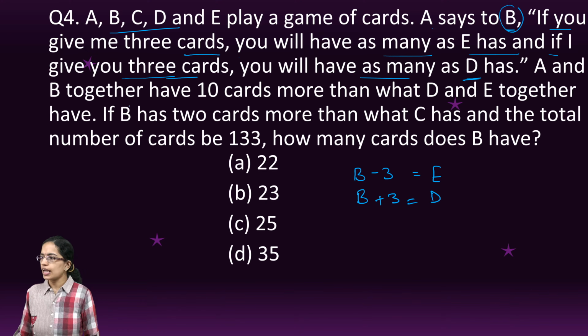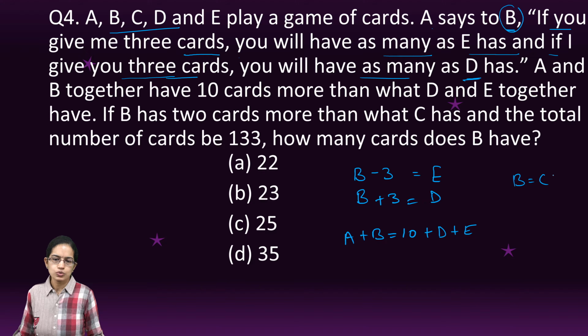Next is, A and B together have 10 cards more than what is with D and E. So A plus B have 10 more than D plus E. If B has 2 cards more than C, and the total number of cards is 133, how many cards does B have?